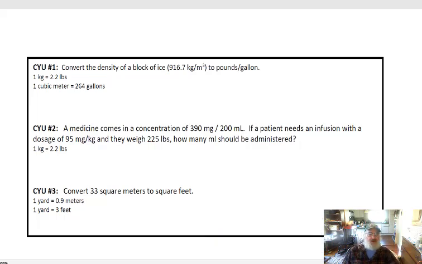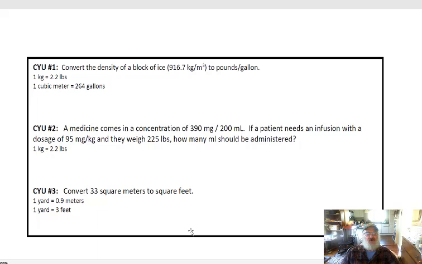Okay, so we're going to do these three CYU problems. This is CYU 18, so we'll do lesson 18, 19, and 20. So here we're going to convert the density of ice, which is 916.7 kilograms per meter cubed, into pounds per gallon.